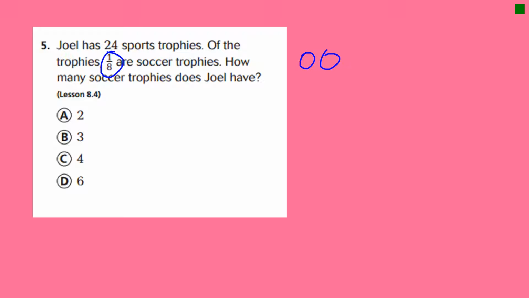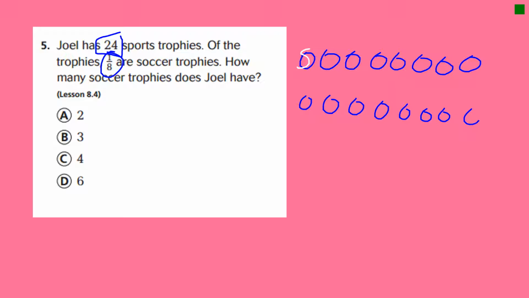So 1, 2, 3, 4, 5, 6, 7, 8. There are 8 trophies. So I'm going to put an S on soccer. Okay, so that's only 8 trophies, and he has 24. 9, 10, 11, 12, 13, 14, 15, 16. That's 8 more. 1 is soccer. 17, 18, 19, 20, 21, 22, 23, 24. That's 8 more. 1 is soccer.